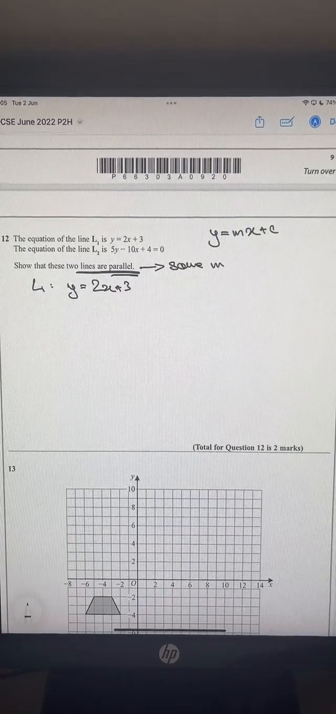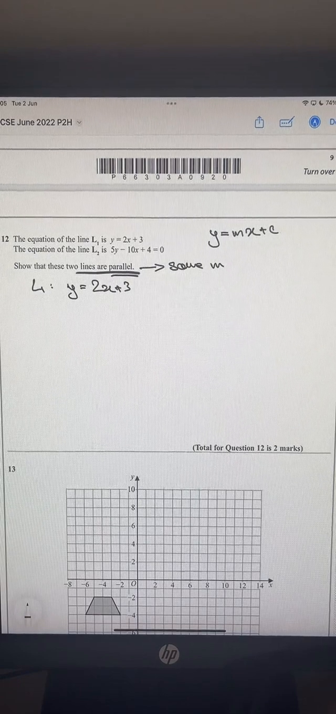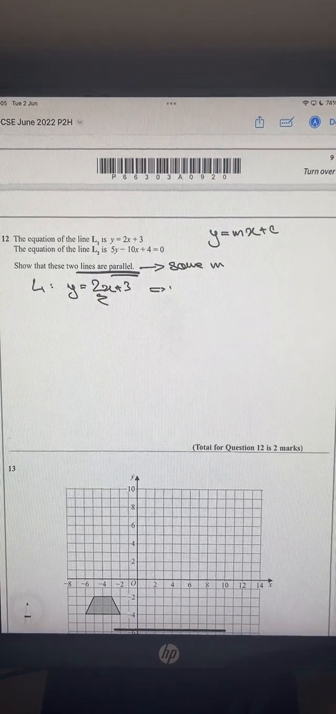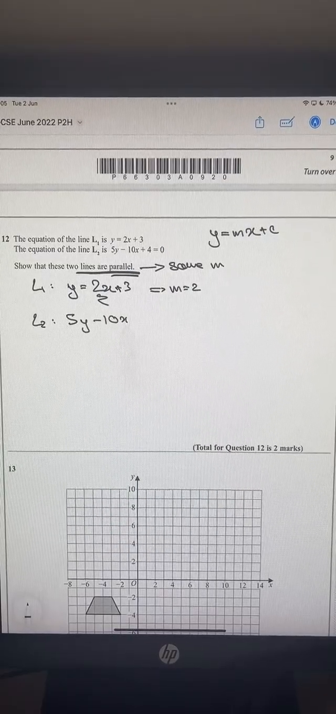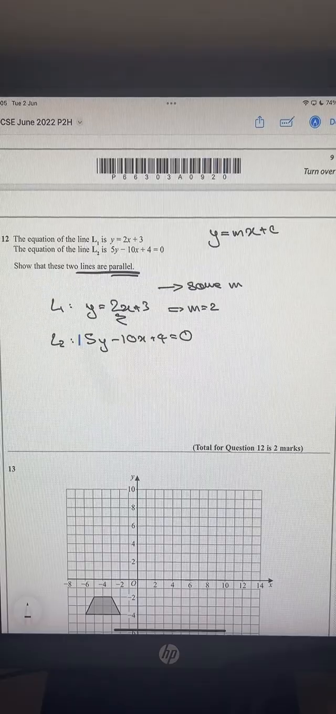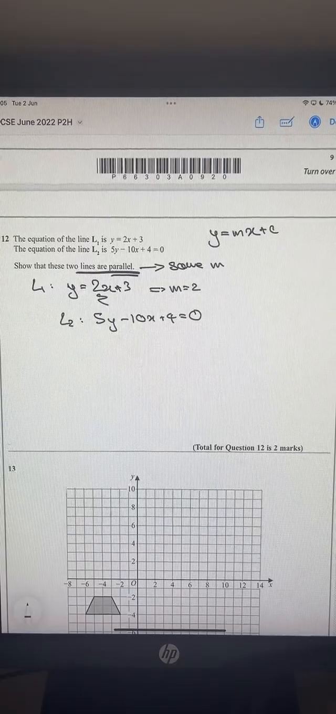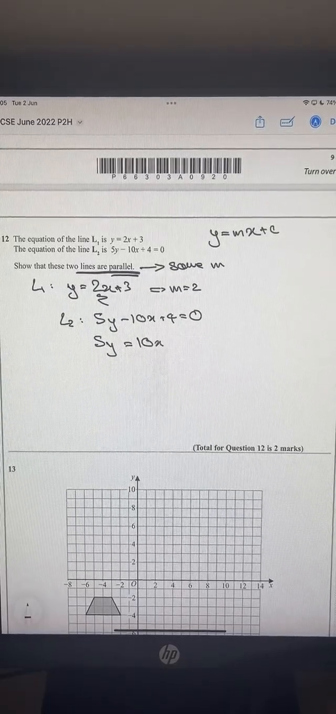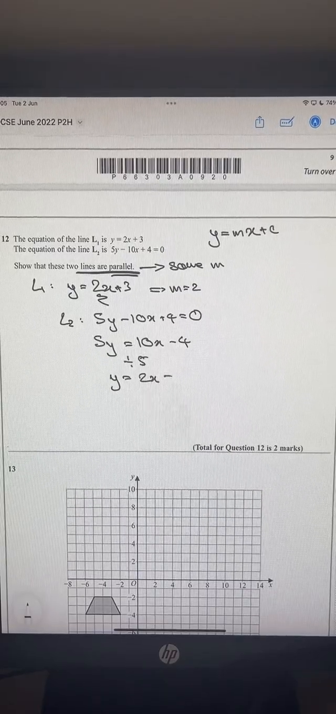So exactly, you rearrange, easy. So for L1, we don't need to rearrange. We just know that m is equal to 2 here. For L2, we need to rearrange 5y minus 10x plus 4 equals 0 into a y equals mx plus c form, so we can actually read off the gradient. So I'm going to do 5y equals 10x minus 4, bringing all of my non-y terms onto my right side. Then I'm going to divide through by 5. So y equals 2x minus 4 over 5. And then I can see my gradient is 2.